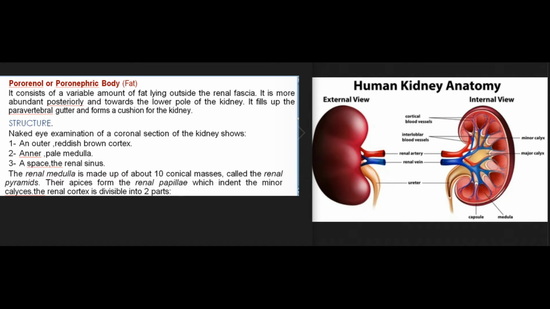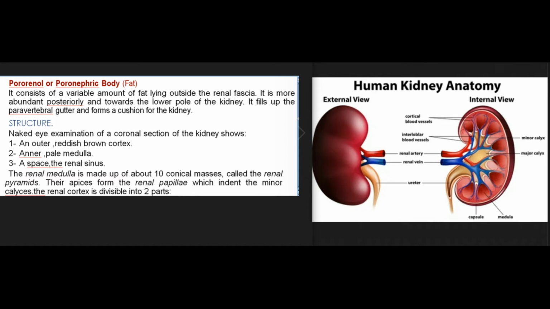Structure. Naked eye examination of a coronal section of the kidney shows, 1. An outer reddish-brown cortex. 2. A pale medulla. 3. A space, the renal sinus. The renal medulla is made up of about 10 conical masses, called the renal pyramids. Their apices form the renal papillae which indent the minor calyces.